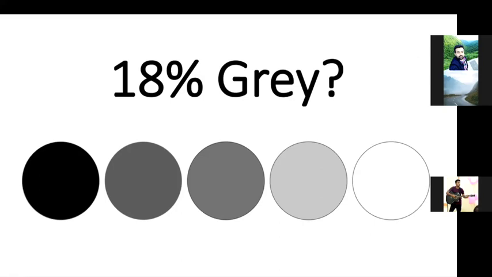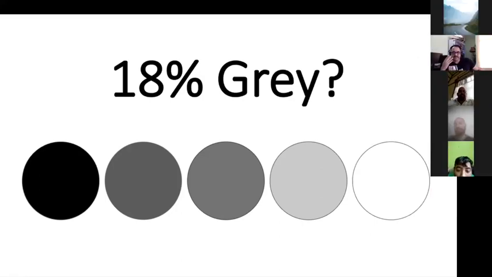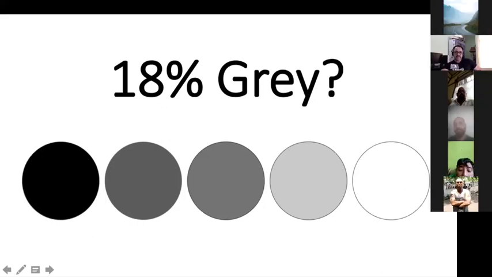Now I'll go into the details of this. Whenever the camera sees the total amount of light in the frame, for example, there is a brighter area and a darker area, it will average it out to make the entire frame 18% gray. Now, can anyone tell me which of these circles are 18% gray?